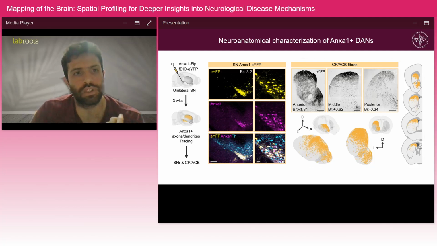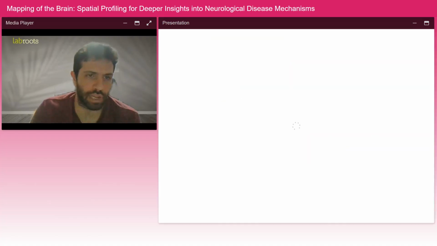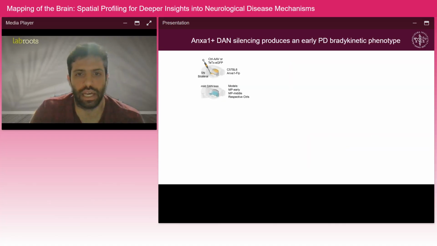And then we wanted to see the behavior. If you block ANXA1 mice, do they recapitulate the Parkinson's disease features, or is it just the general dopamine neuron depletion model? So we took these ANXA1 Flp mice and expressed a Flp-dependent tetanus toxin. Just a very brief introduction: it's a toxin that basically ablates neurotransmission. As long as you express it in these neurons, they stop releasing neurotransmitter. So these mice don't release dopamine from this cell type.